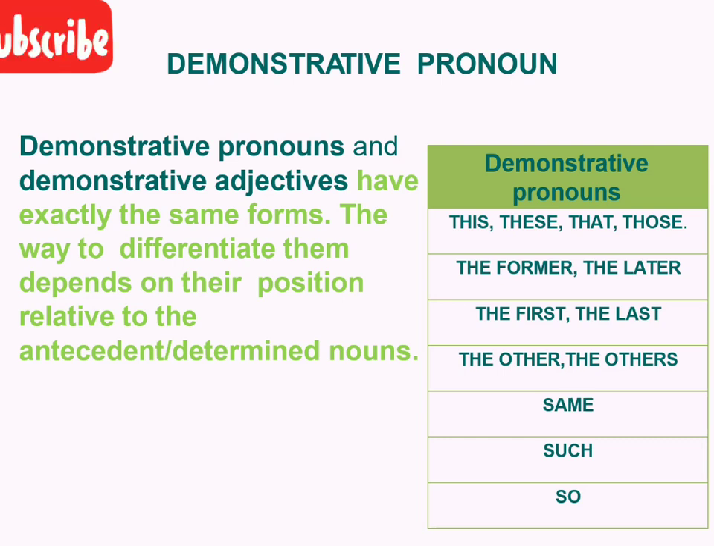The next type of pronoun is the demonstrative pronouns. Now, what is demonstrative? It means to demonstrate something. So, there are demonstrative pronouns and demonstrative adjectives. Both have exactly the same forms. The way to differentiate them depends on their position related to the antecedent or the determined nouns. For example, what are the demonstrative pronouns? This, these. You are demonstrating something, you are telling about something.